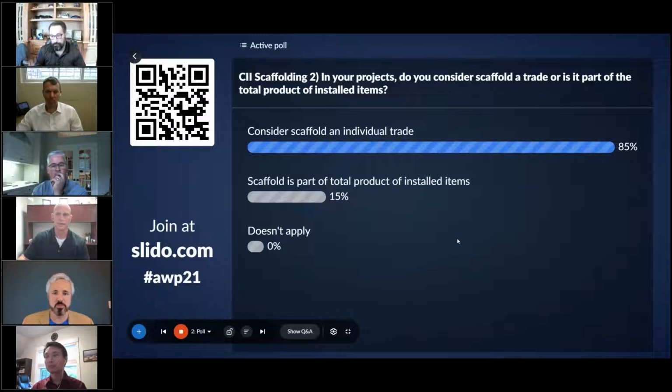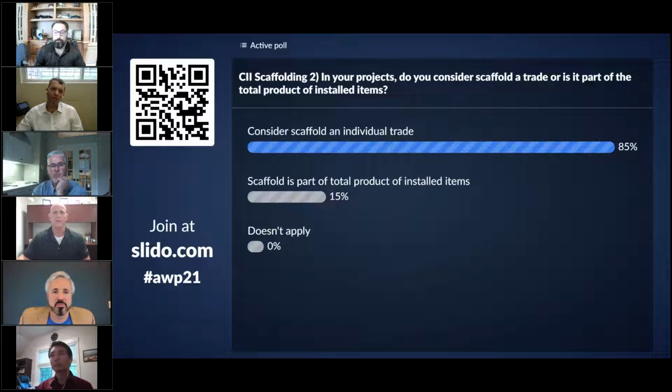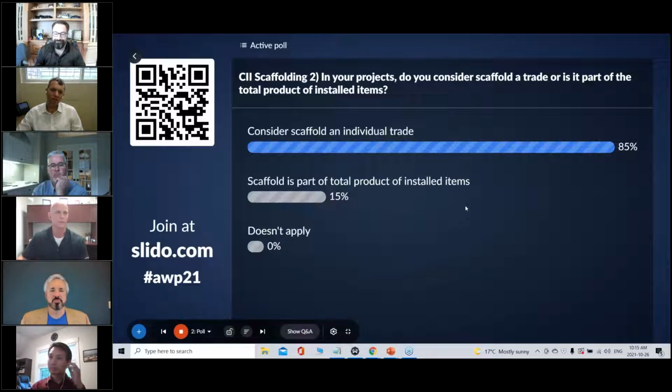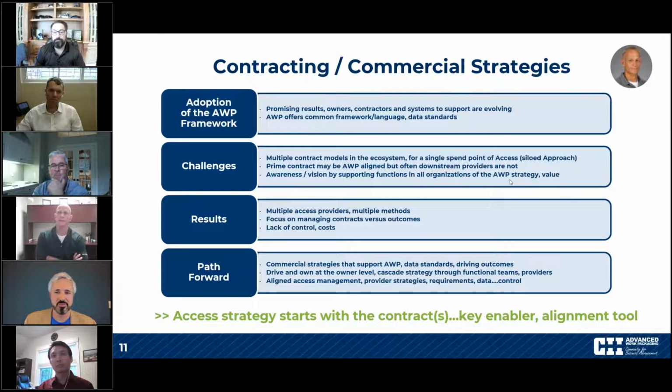Looks about right, I guess. That's the way most people interpret it. I think we're going to try and change your mind a little bit about whether that's what's really happening today. Is this what people want to think? That's my point, yeah. I think we're going to change their mind a little bit about it. We all understand access providers are a trade or a craft, but how are they treated on an AWP project? So I'm going to jump into my content.